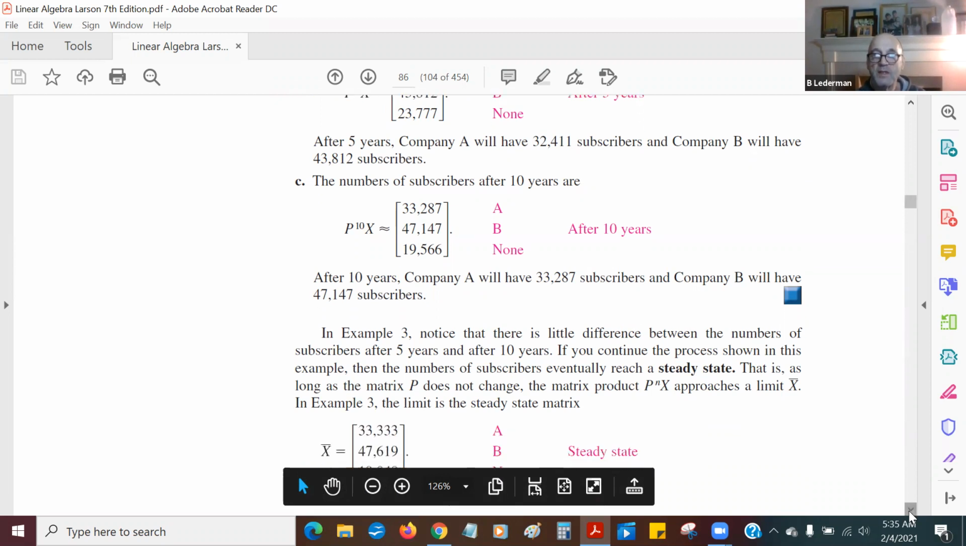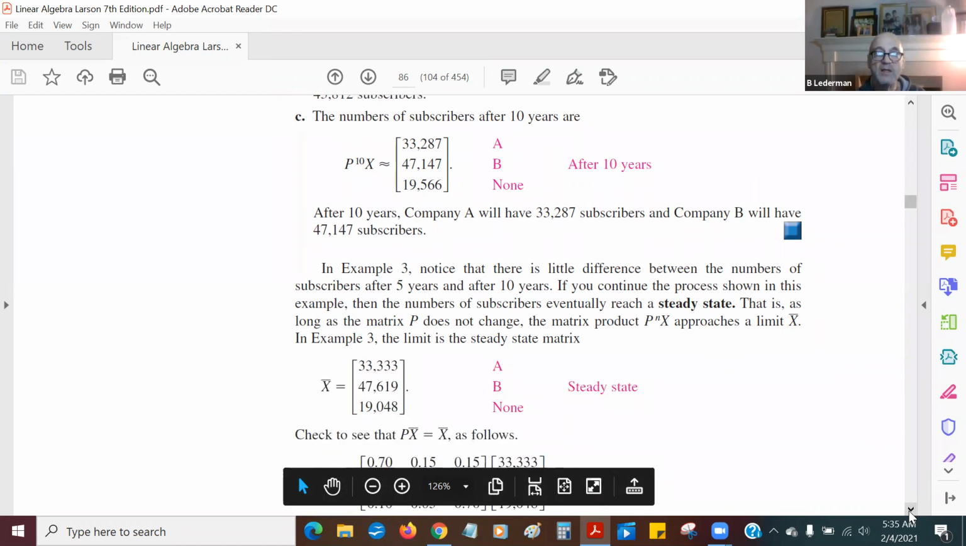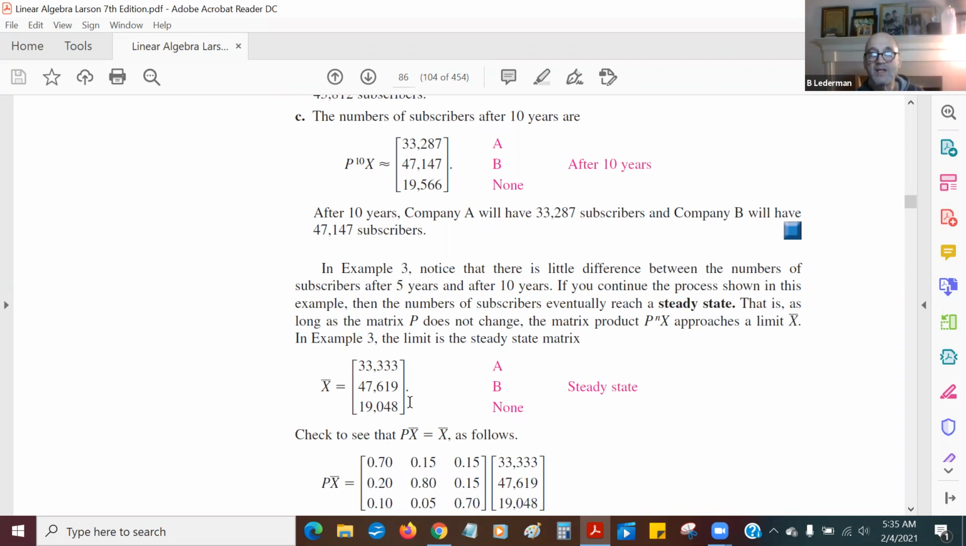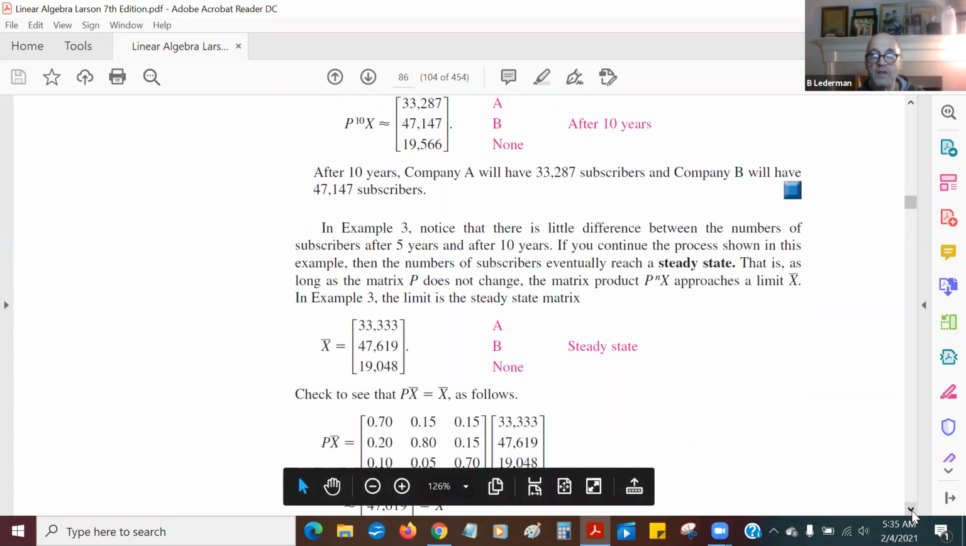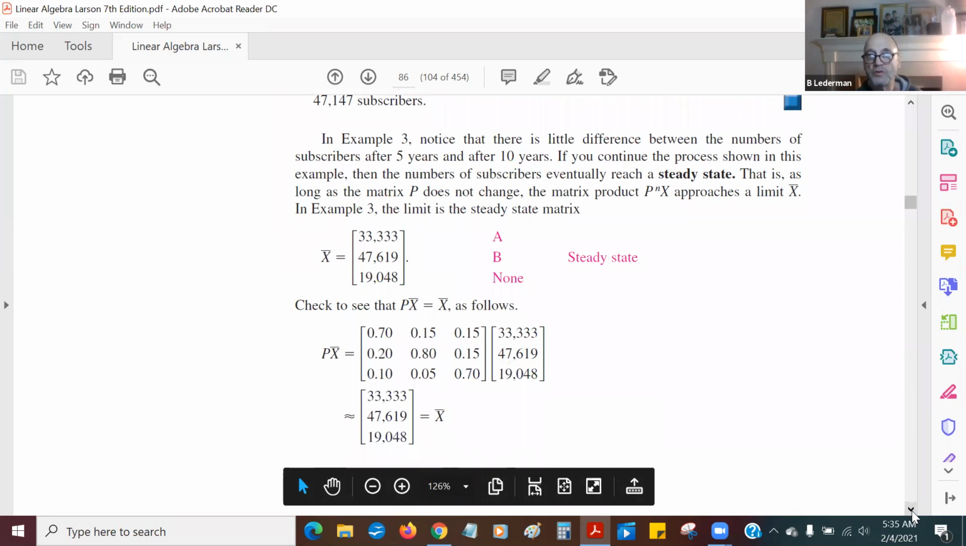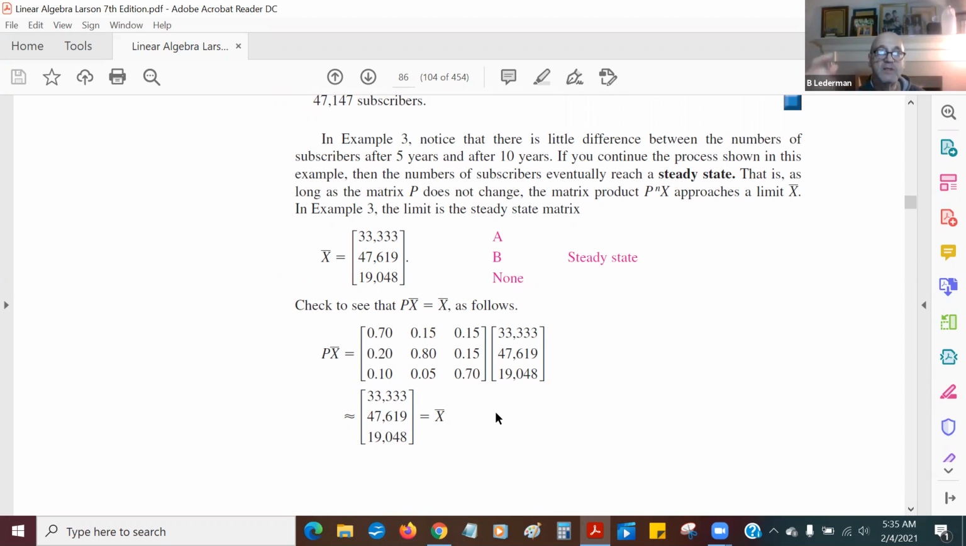And in this case, the steady state, we call it X bar, is 33,000, 47,000, and 19,000. That's the steady state that's going to get reached if you keep doing this year after year after year. Now let's take these numbers and multiply them by the matrix P and see what happens. Again, I'm not going to go through the excruciating multiplication, but if you do that, you basically wind up getting pretty much the same numbers. So if you try it, you'll see. And that's the steady state.